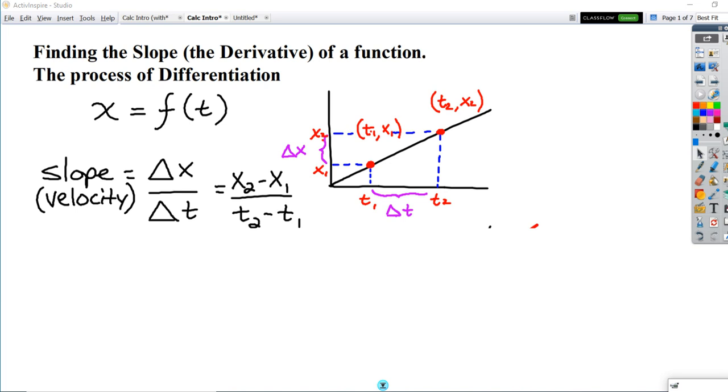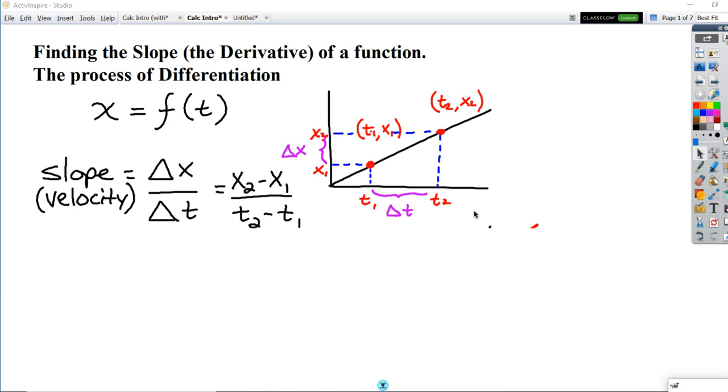It's not only how fast the object's going, but because position also holds information about which way the object's going, velocity includes the direction as well as the speed. So we know that if the slope is negative, the object is still moving with some speed, but the direction that the object is moving is in the negative direction, however it is defined.